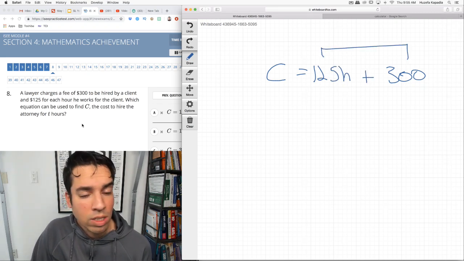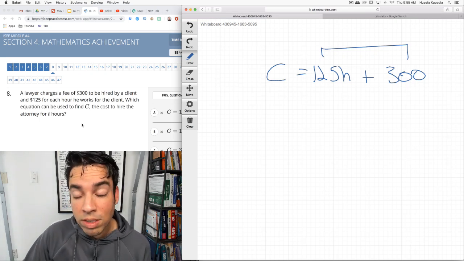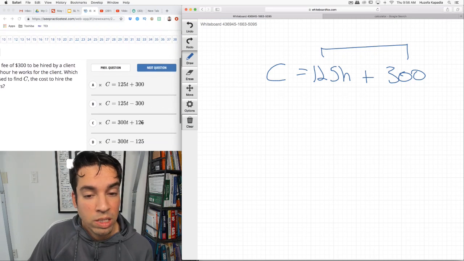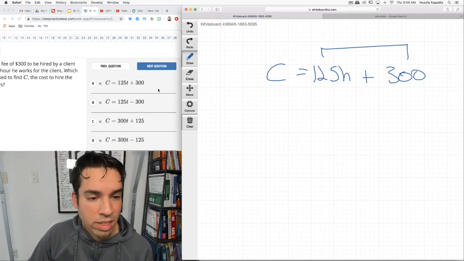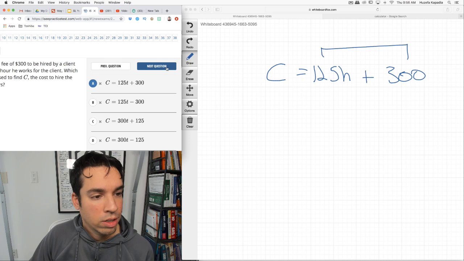And that makes sense because we say, hey, 300 up front. And then if it's 2 hours, that's 2 times 125. That's 250 plus 300. So this equation looks pretty good. And they use T instead of H. I use H for hours. They use T for time probably. And it's this one. Same deal. Plus, we're good to go. Just make sure I didn't read that wrong.